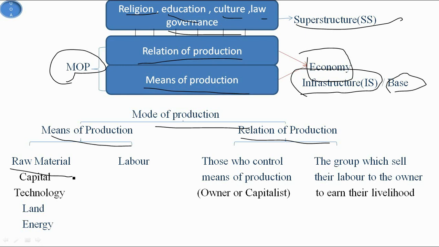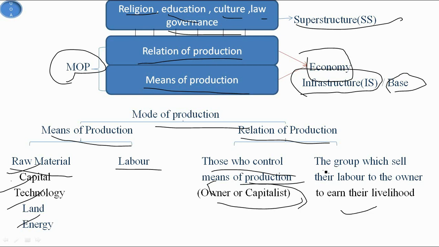Means of production has raw material, capital, technology, land, energy and labor. And the relation of production will have those who control the means of production, that is the owner or the capitalist, or we can say these are the haves, and these are the have-nots, that is the group which sells their labor to the owner to earn their livelihood.